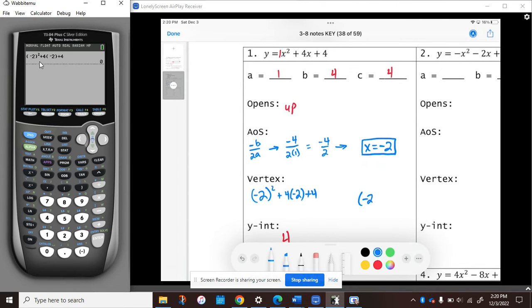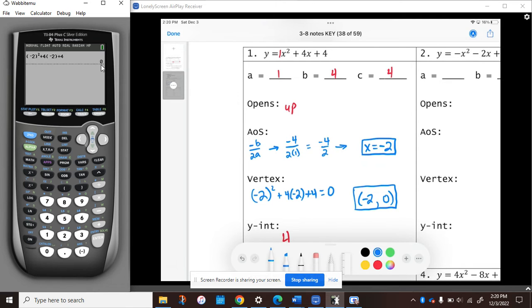So when I type all of that in, including the parentheses, we get a result of 0. And since this thing is equal to 0, that means the y coordinate of the vertex is 0. All right, and that's what we've got, -2, comma 0.